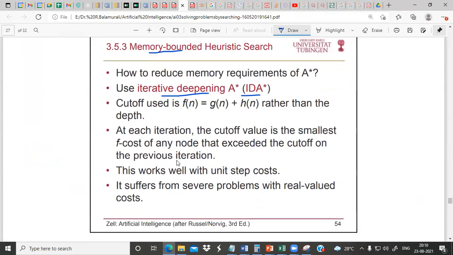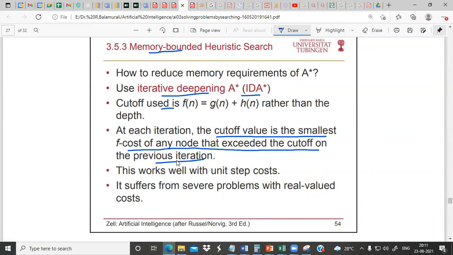It uses iterative deepening A star. The cutoff used is f of n equal to g of n plus h of n rather than the depth. In iterative deepening depth first search, it is depth. At each iteration, read this, this is important: at each iteration, the cutoff value is the smallest f cost of any node that exceeded the cutoff on the previous iteration.